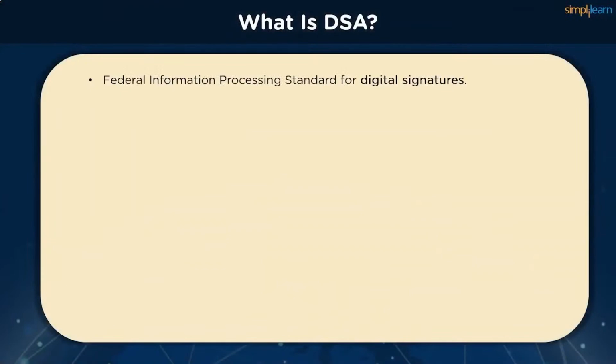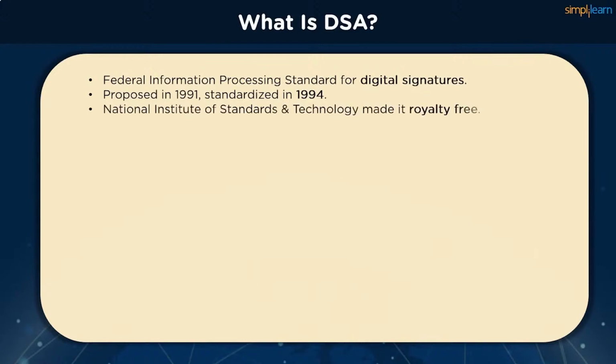Digital signature algorithm is a FIPS standard, which is the Federal Information Processing Standard for digital signatures. It was proposed in 1991 and globally standardized in 1994 by the National Institute of Standards and Technology, also known as the NIST. It functions on the framework of modular exponentiation and discrete logarithmic problems, which are difficult to compute as a brute force system.